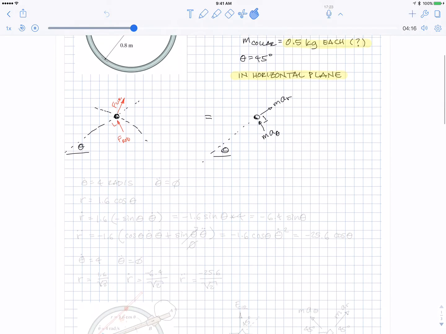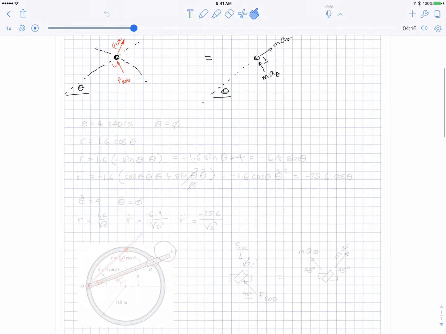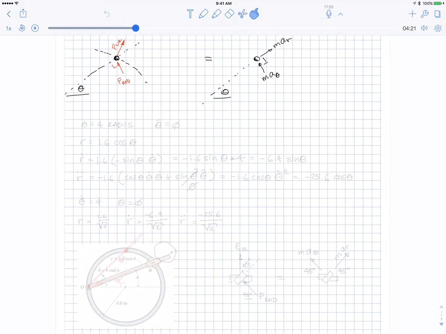Okay, so to do these sorts of problems, we have to know r dot, theta dot, and all those sorts of things. So let's look at what we've got. We've been given that theta dot is 4 radians per second constant, which is nice because that means theta double dot is 0. And we're given that r equals 1.6 cosine theta. And so let's just go right ahead and do r dot and r double dot.